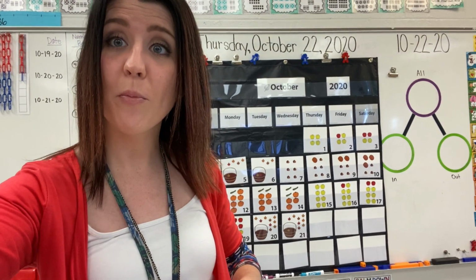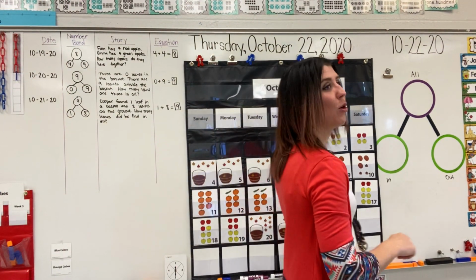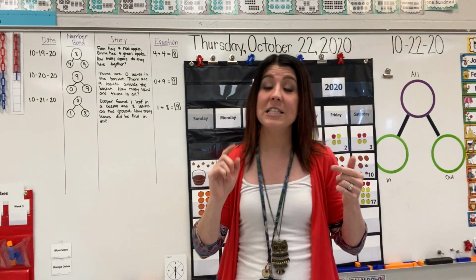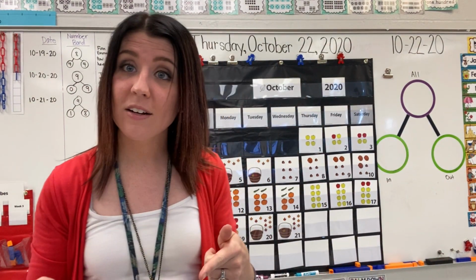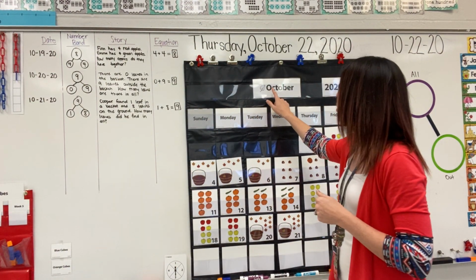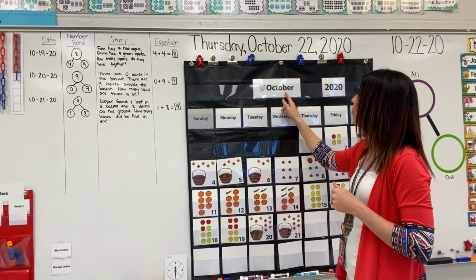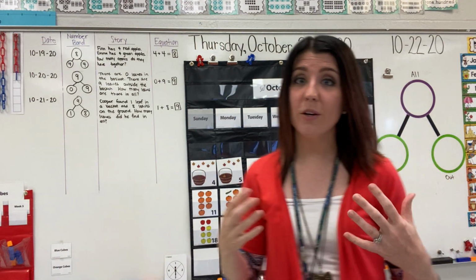First things first, do you remember what month we're in right now? That's right, we're in the month of October. Let's sing the October song. Ready? Spell October, spell October, spell October now with me. O-C-T-O-B-E-R, O-C-T-O-B-E-R. All right, so we are in the month of October.